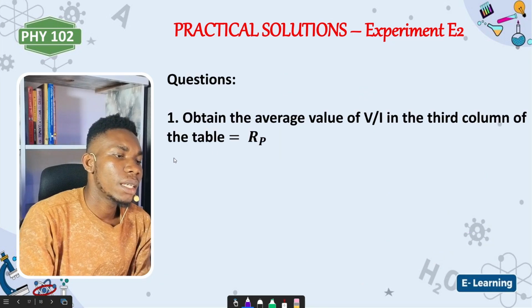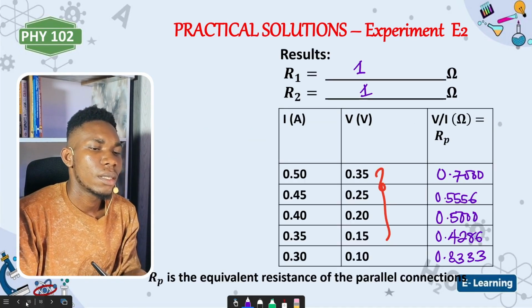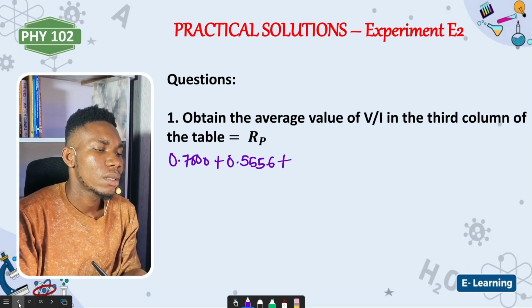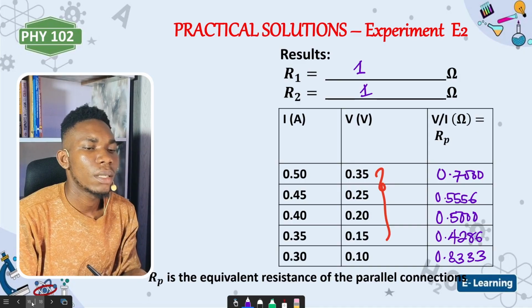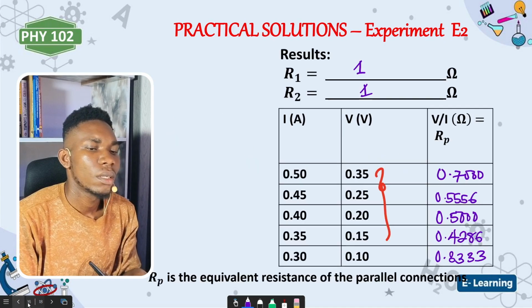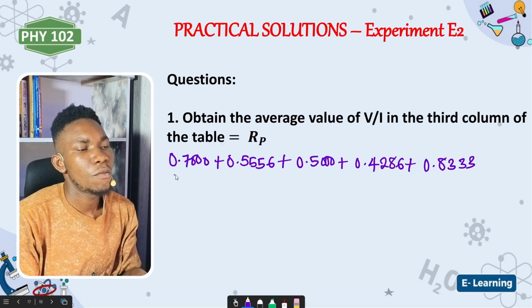The first value here is 0.7000 plus the second is 0.5556, 0.5556 plus the third one is 0.5000. So we have 0.5000 plus the other one is 0.4286. I have 0.4286 plus the fourth, 0.3333. We will have 0.3333.